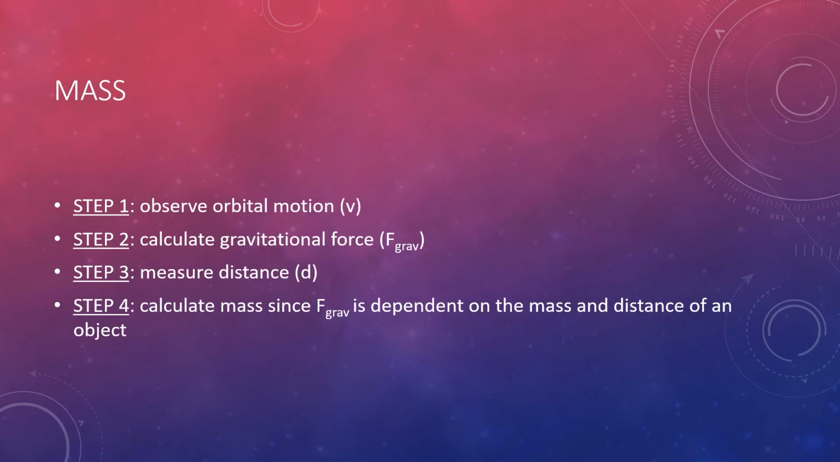How can we measure the mass of a body using orbital motion, though, like a star or a galaxy? So step 1, you observe the orbital motion, which is r and v. Step 2, you calculate its gravitational force. Step 3, you measure distance. And step 4, you calculate the mass, since the gravitational force is dependent on the mass and distance of an object. And this is how Newton's laws help us study the objects in our night sky.